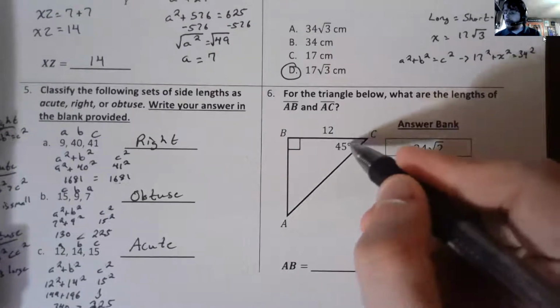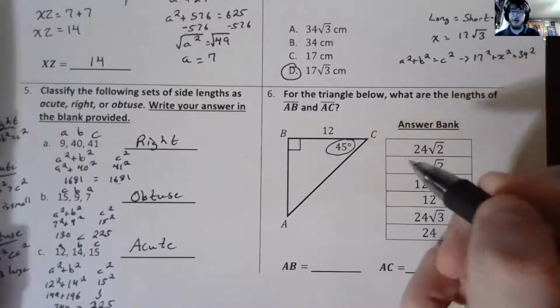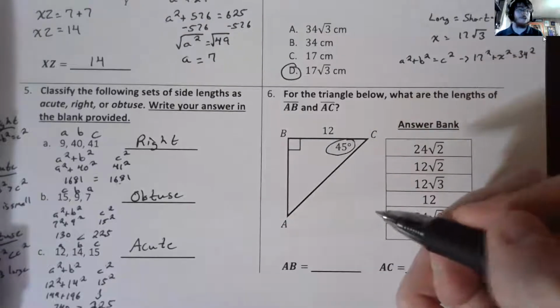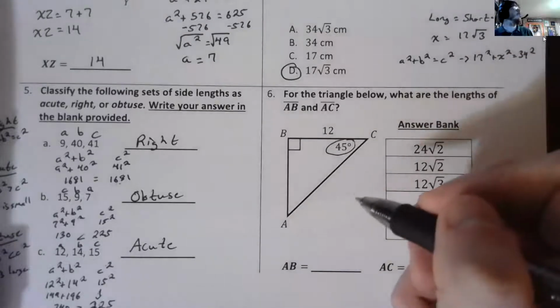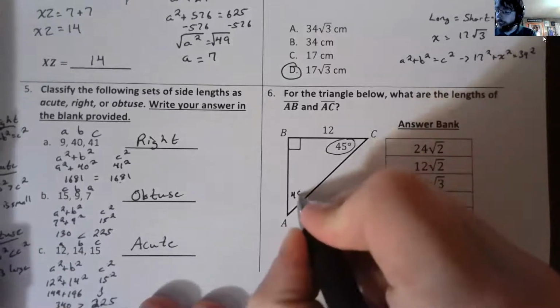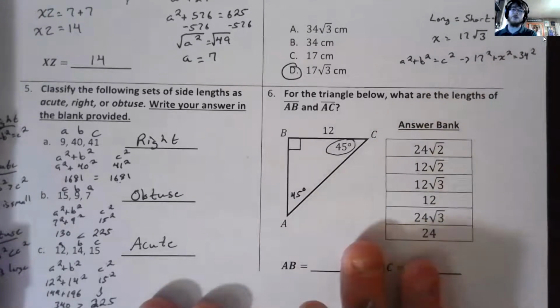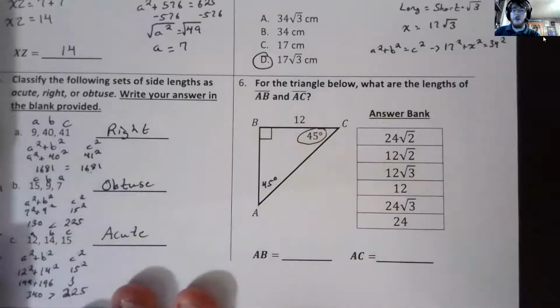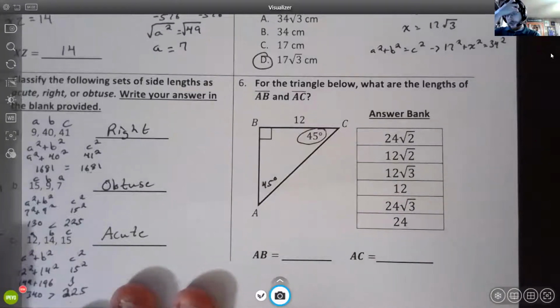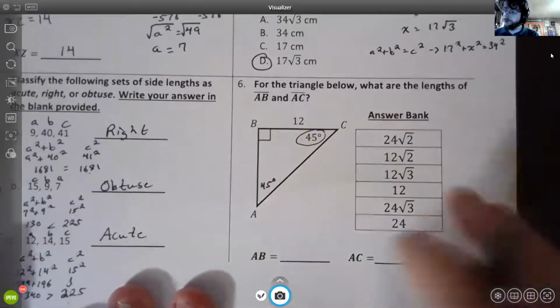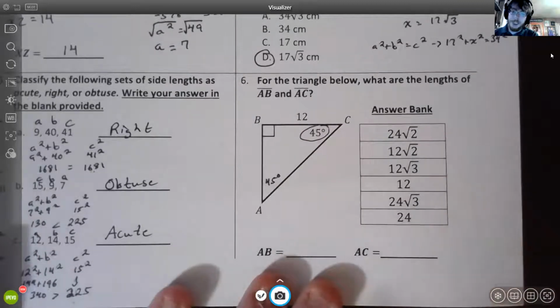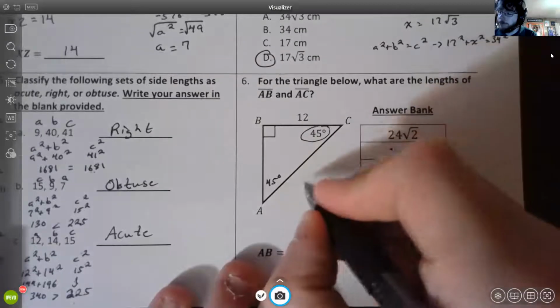So here we see that we have a 45-degree angle. Since we have a 45-degree angle in the triangle, we are dealing with a 45, 45, 90 triangle. And if you remember, the 45, 45, 90 triangle has its own special properties. First off, the legs are congruent. The legs are the same.